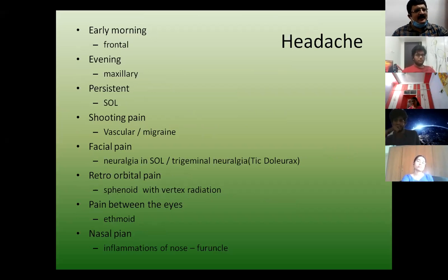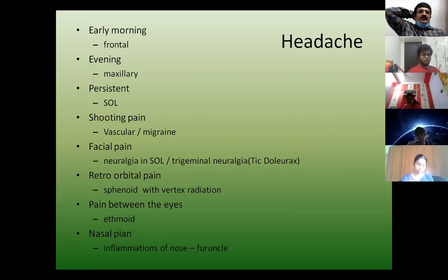Headache can present anywhere in your head, right? In front of your head, on top of your head, or behind your head. Behind your head, you can suspect some stress-related disease conditions. On top of your head, you can suspect something of vascular origin involving your cranium.